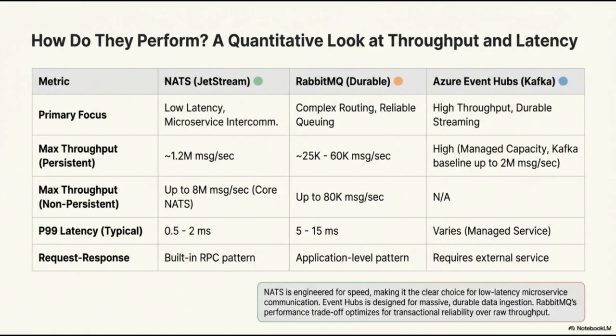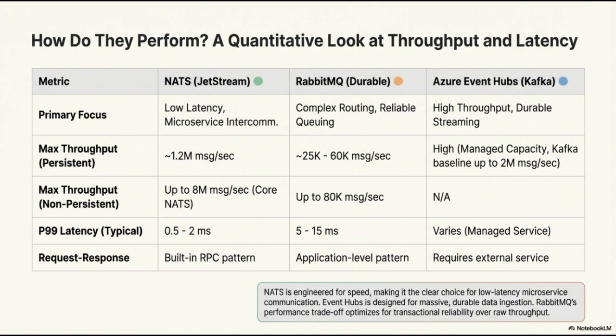When evaluating the performance of these systems, we see clear differences in how they balance throughput and latency. NATS Jetstream is engineered for speed, focusing on low latency and microservice intercommunication. It delivers a persistent throughput of approximately 1.2 million messages per second, with core NATS reaching up to 8 million for non-persistent data. Its P99 latency is exceptionally low, typically between 0.5 and 2 milliseconds, and it features a built-in RPC pattern for request-response workflows.